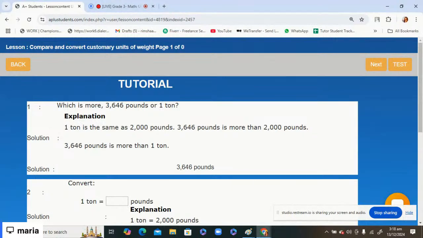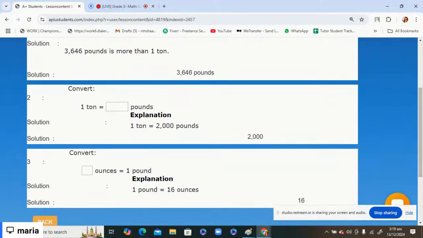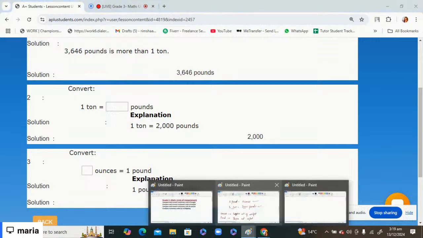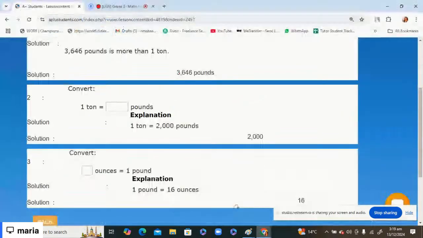So we can say that the pound is greater as compared to the ton. Now for this, they are saying that 1 ton is equal to 2,000 pounds. And now here is the relation between ounces and pounds. 1 pound is equal to how many ounces? 16 ounces. So 16 ounces is equal to 1 pound.